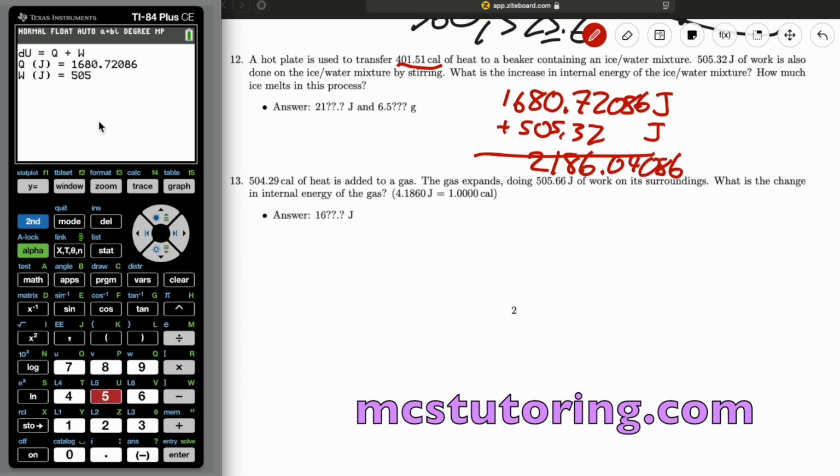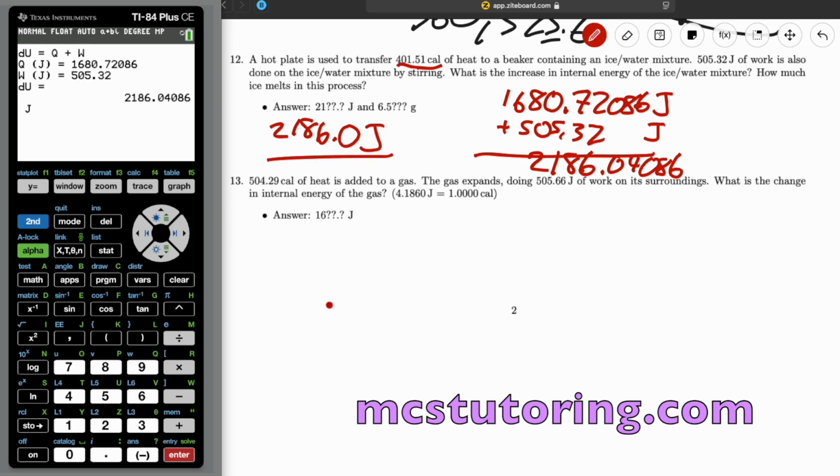And then the work done on it is 505.32. So we get a total of 2186.0 joules for the first thing. And then I'll go blue for the next one.